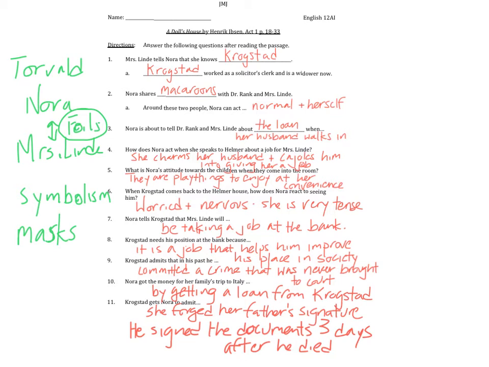Mrs. Lynn: "Look, I'll speak to my husband Torvald about getting you a job. He's going to be president of the bank. Let me see what I can do."